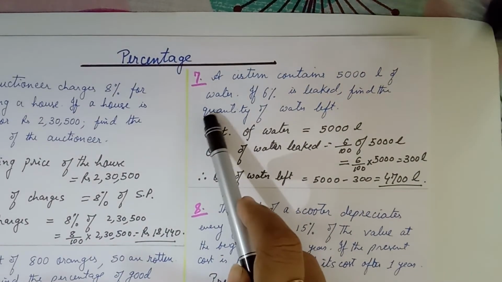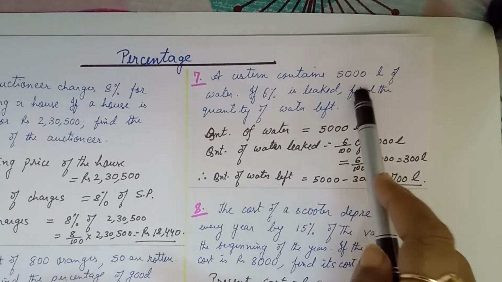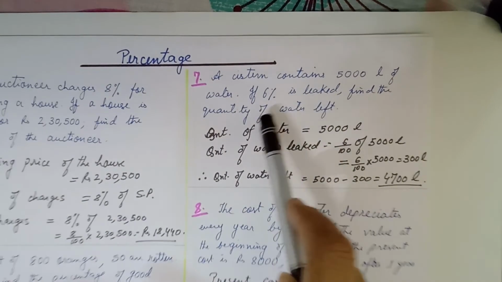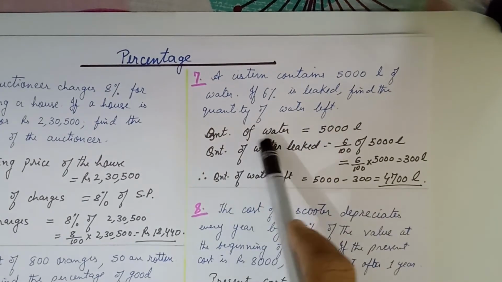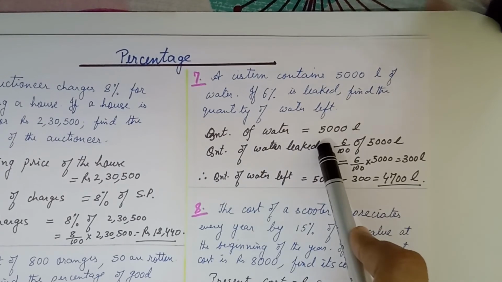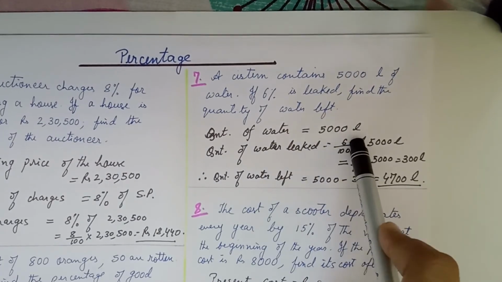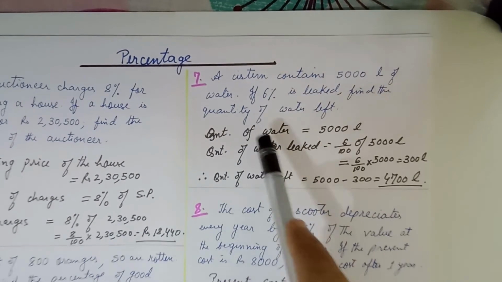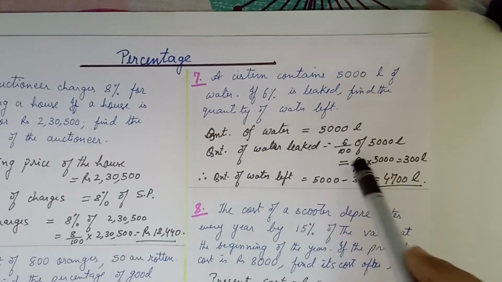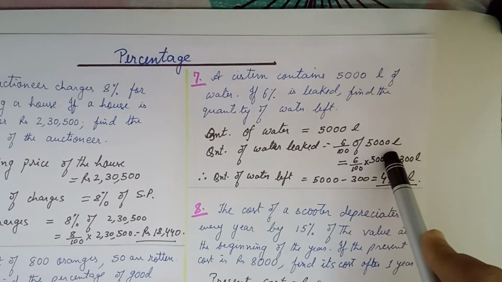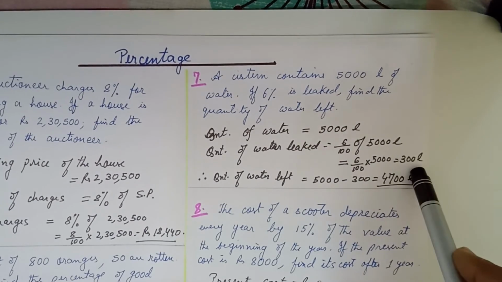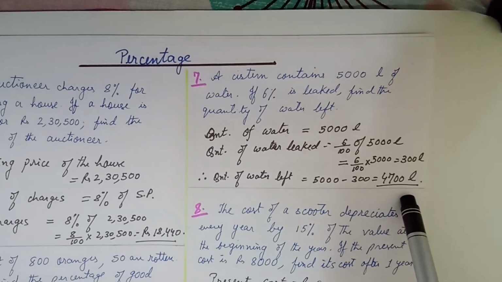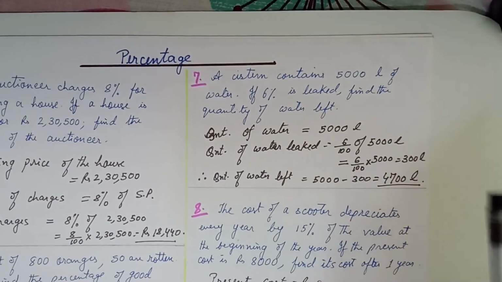Number 7. A cistern contains 5,000 liters of water. If 6% is leaked, find the quantity of water left. So quantity of water in the cistern was 5,000 liters. How much got leaked? 6% of the original, that is 6 by 100 into 5,000 liters, which is 600 liters. How much is left? Subtract: 4,400 liters. This was a simple question, children.